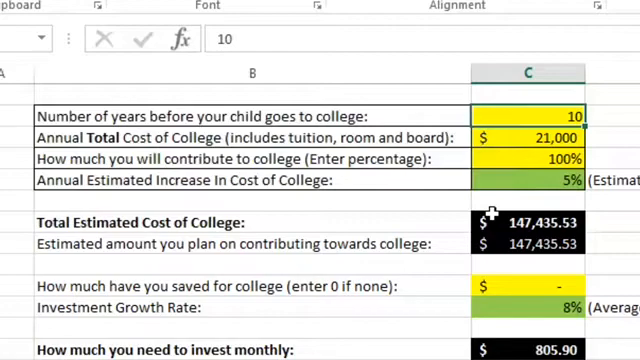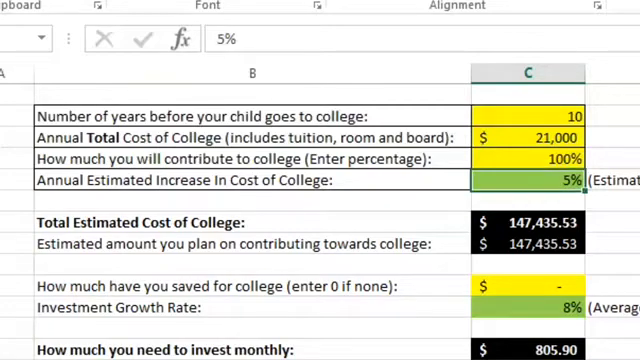I've said that, okay, we've got 10 more years before my kid goes to college. I've taken this 21,000 number and just said, okay, a 4-year in-state public university, right? And then I've gone on to say that I'll cover 100% of it. And then the next cell here is a factor that shows the estimated annual increase in college costs. So currently, college fees, so tuition, room and board, are going up at about 5% every year. And it's significantly ahead of inflation and significantly ahead of wage earnings and so on.